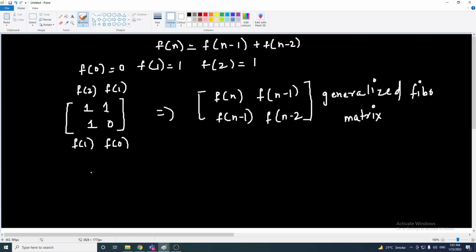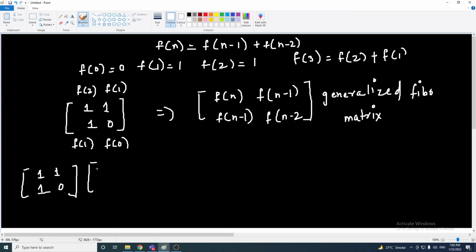Then how do we actually find the further terms of the Fibonacci series? This is how it happens. The prerequisites are these terms, and let's say we want to find f of 3. According to the formula, for f of 3 we require the addition of f of 2 and f of 1. How does that happen? We have 1 1 1 0 multiplied by the same matrix, that is 1 1 1 0. So what does that fetch us?